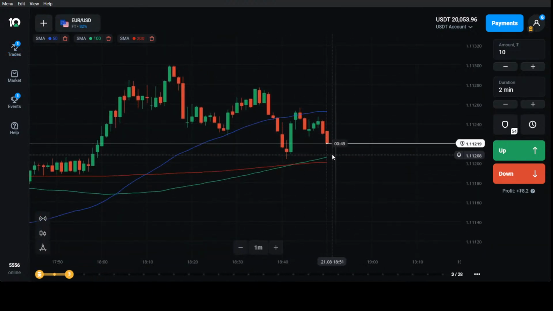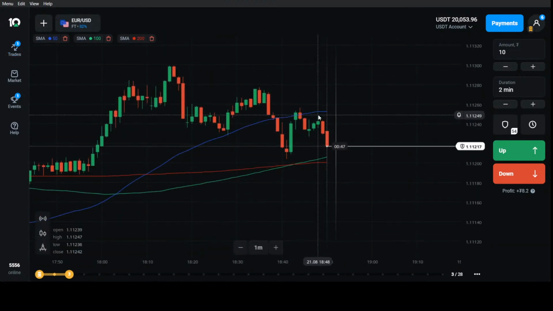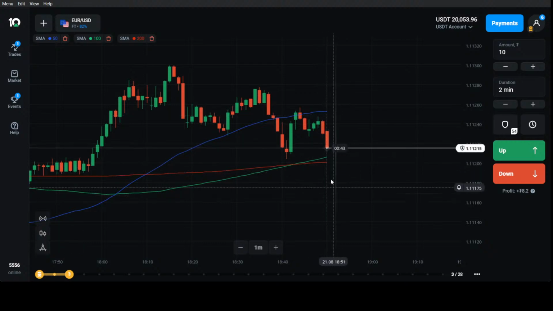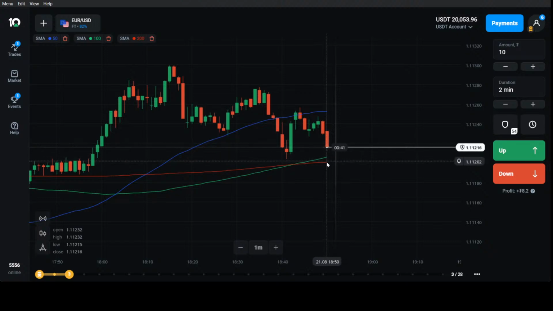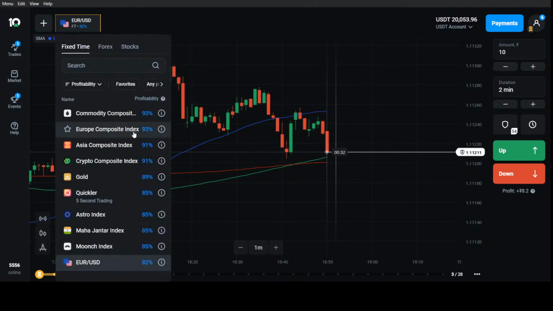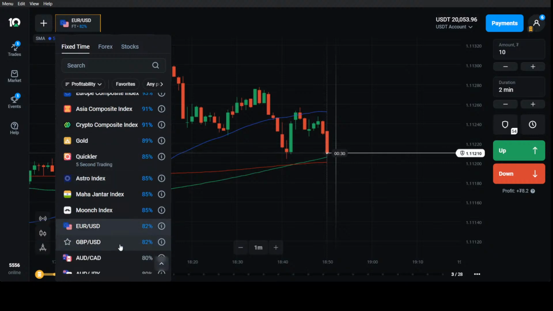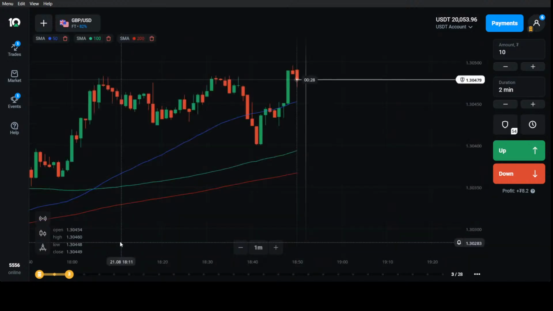Now you see it is coming in the downward direction. It just went close to the SMA 50 and now it's showing a reversal. After that, maybe once it touches the SMA 100 or the SMA 200, it might show a reversal again in the upward direction. So Euro USD is also something that we can check for the upcoming signals.